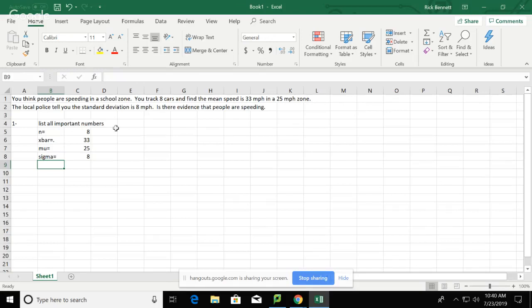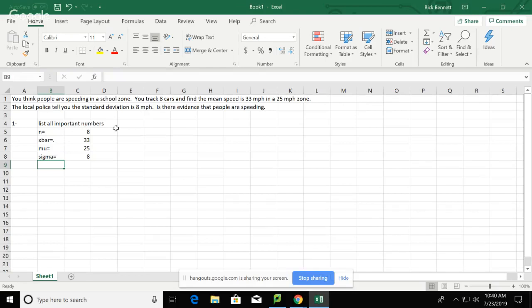Why is it sigma? We know this is the population. How do we know it's the population? Because the local police would know the population better than anybody, right? Okay, so sigma is population, so we're assuming that the local police have the population, okay?